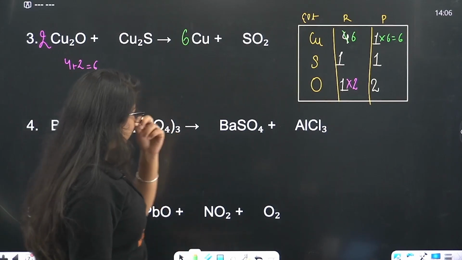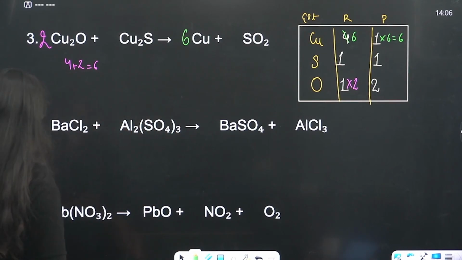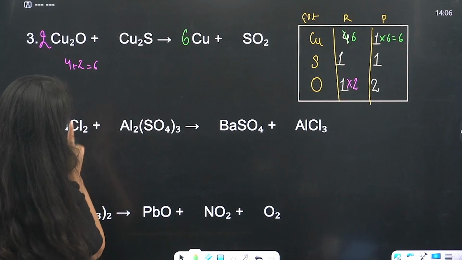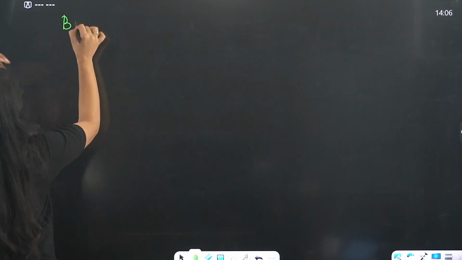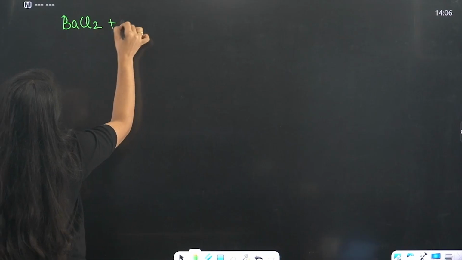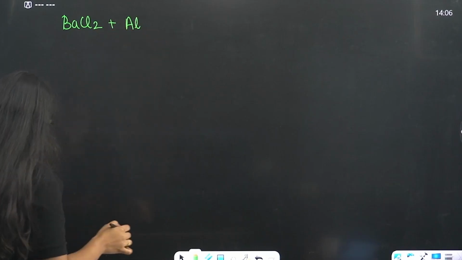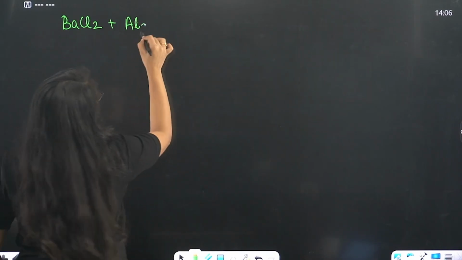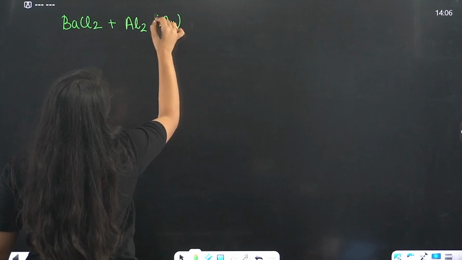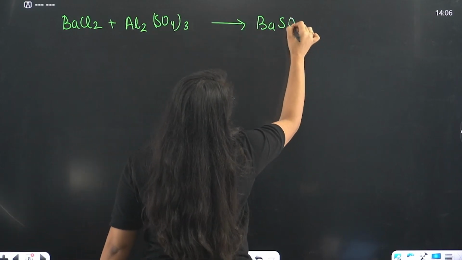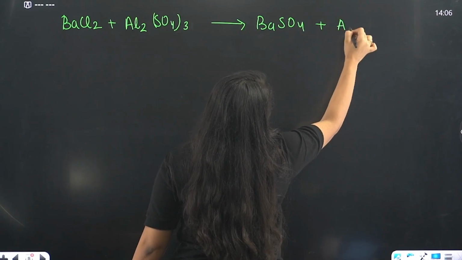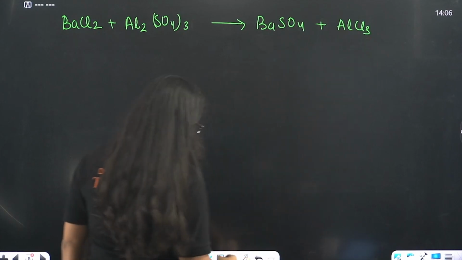BaCl2. Okay, we have so many of these. Let me write it again. BaCl2 plus Al2(SO4)3, and we will have BaSO4 plus AlCl3. Done. Let's just make a box.